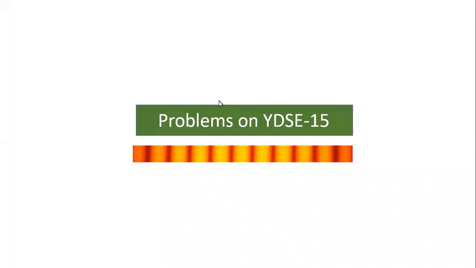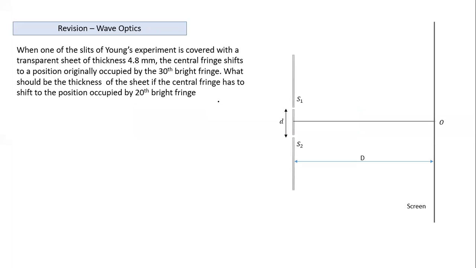So problem number 15 on YDSE. If one of the slits of Young's experiment is covered with a transparent sheet of thickness 4.8 mm, the central fringe shifts to a position originally occupied by the 30th bright fringe. So what is being asked here: what should be the thickness of the sheet if the central fringe has to shift to the position occupied by the 20th bright fringe?